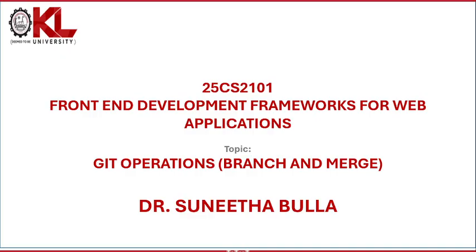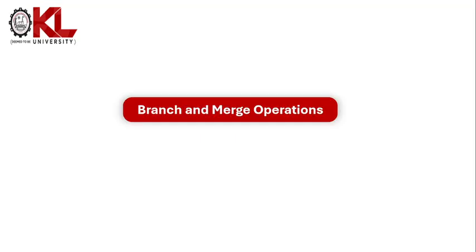In the last session, we discussed a few basic Git operations. In this session, we are going to discuss Git branching and Git merging. By the end of the session, you can understand what a branch is and why branches are used, how developers will work on separate branches, and how changes are merged into the main branch.